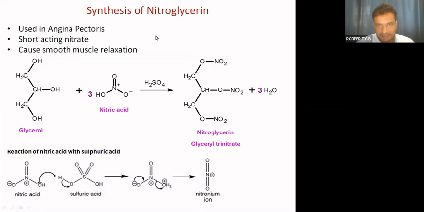Now, you know that nitroglycerin is a compound which is utilized to get relief in angina pectoris, and it causes smooth muscle relaxation. It is a short-acting nitrate.